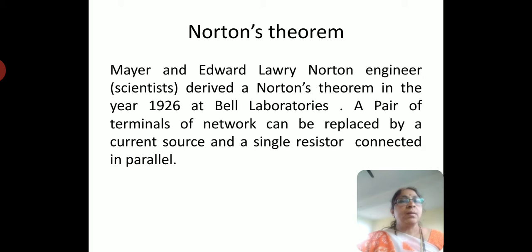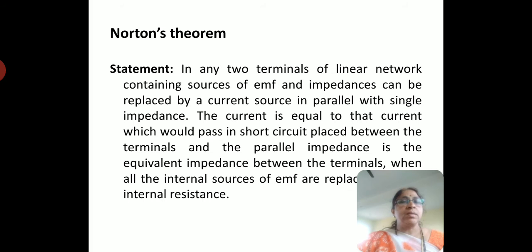Two scientists, Mayer and Edward Lawry Norton, engineers, derived Norton's theorem in the year 1926 at Bell Laboratories. A pair of terminals of a network can be replaced by a current source and a single resistor connected in parallel. The actual statement of this theorem is: any two terminals of a linear network containing sources of EMF and impedances can be replaced by a current source in parallel with a single impedance.